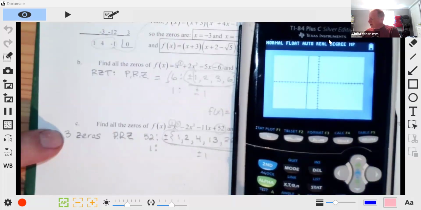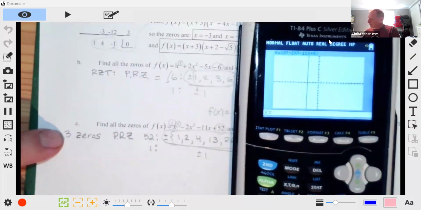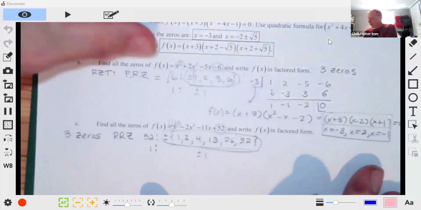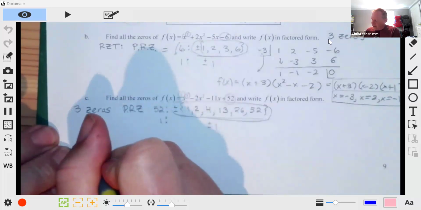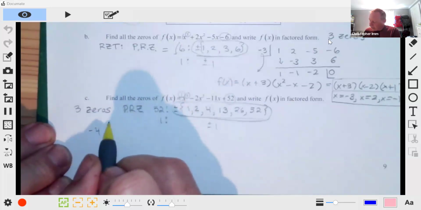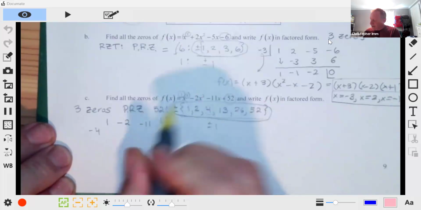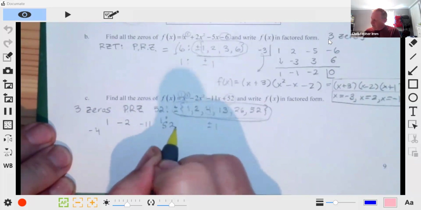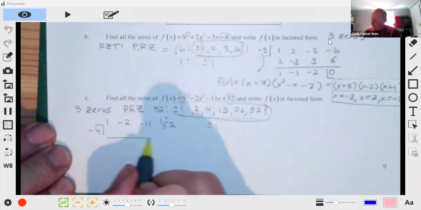Just to be sure, I'm going to go ahead and push trace and type in -4. Yep, -4, 0. So -4 is going to work for us. I'm going to go ahead and use synthetic division here. So the process is sort of the same every time. Also, I should note that -4 would be in the list. So I'm going to have success here. So 1, -2, -11, and 52. Those are my 4 coefficients. I'm going to divide them by -4.